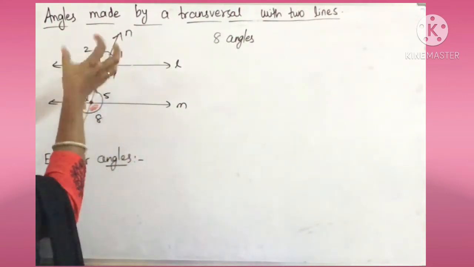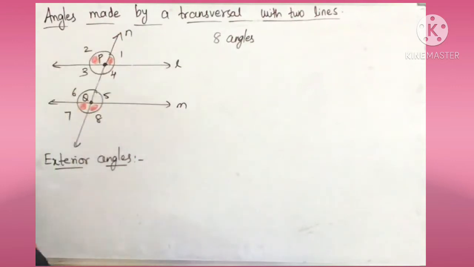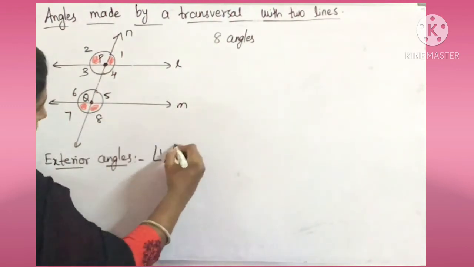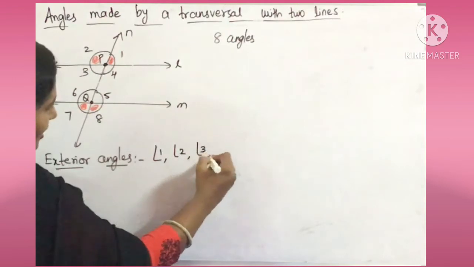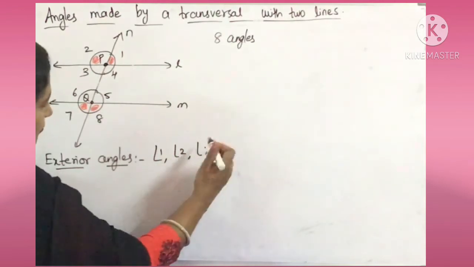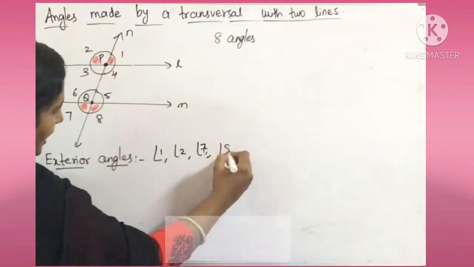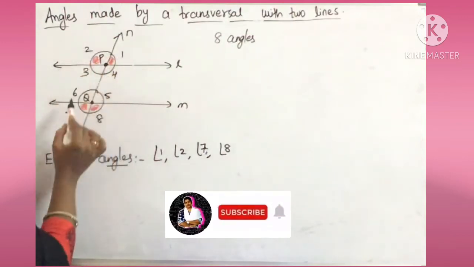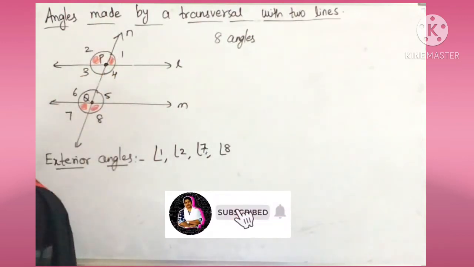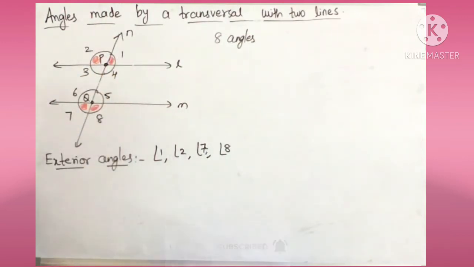Simply, the inside part is the interior and the outside part is the exterior. So how many exterior angles are formed here in the figure? 4. Angle 1, angle 2, angle 7 and angle 8 are the 4 exterior angles formed.